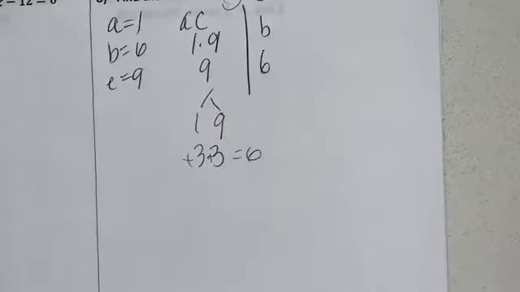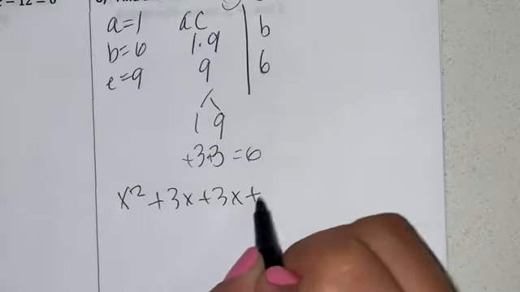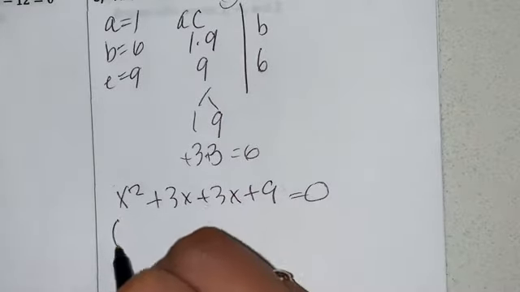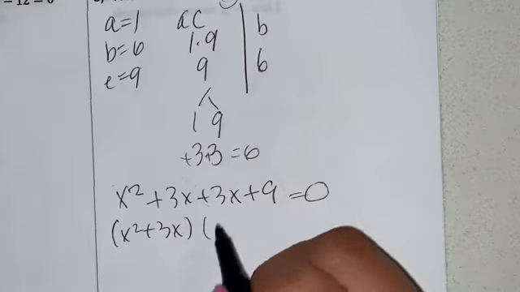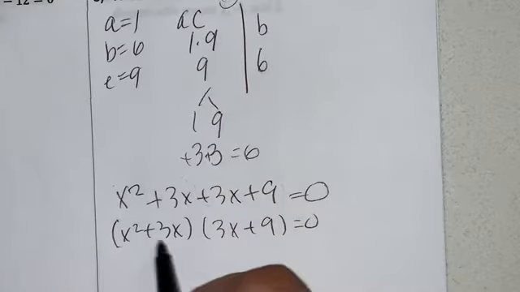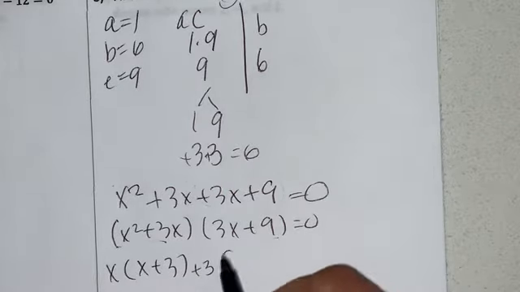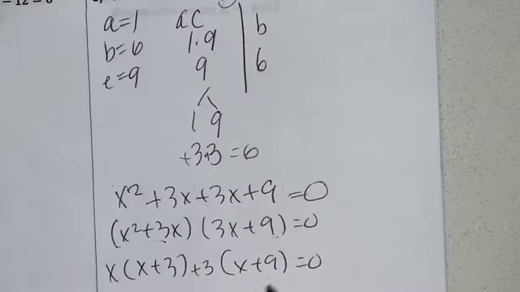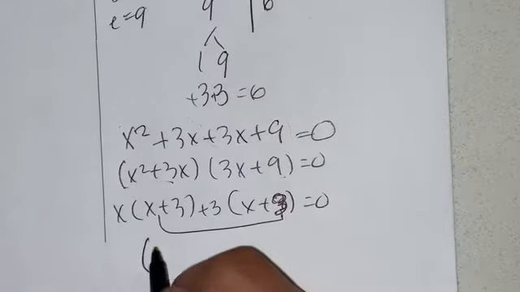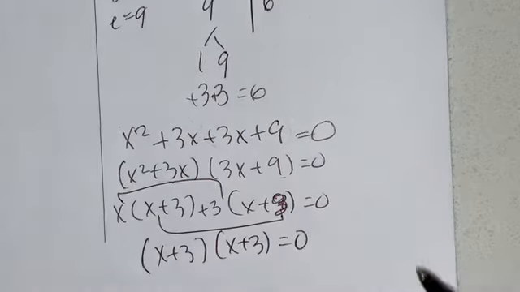So then we set up our AC method. I have x squared plus 3x plus 3x plus 9 equals 0. We make groups, x squared plus 3x, plus 3x plus 9 equals 0. We take out the GCF. I have an x here. I have a 3 here. Oh, 3. So those groups match. That's my first group. X plus 3. And the second group matches. X plus 3 equals 0.